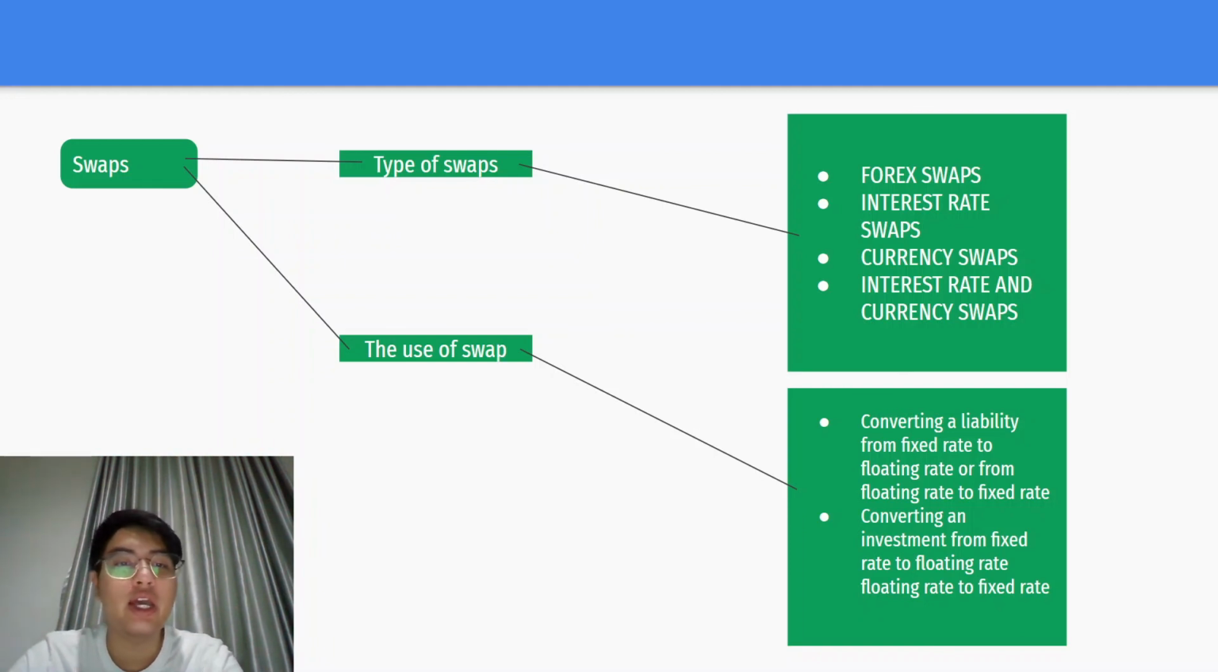Second subtopic is regarding the use of swap. First is converting a liability from fixed rate to floating rate or from floating rate to fixed rate. Second, converting an investment from fixed rate to floating rate and floating rate to fixed rate.